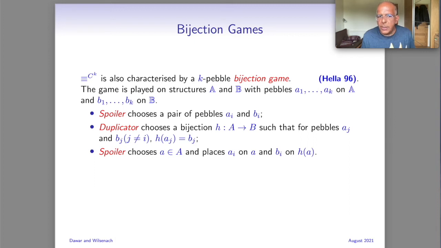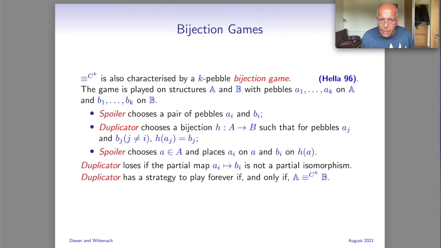Then spoiler chooses now where the new pebbles are going to go. So in effect, duplicator in this bijection is giving a response to every possible placement of any of these pebbles AI and BI, and those responses should form a bijection. And then spoiler chooses the element of A on which AI is going to go, and BI goes on its image under the bijection. If the partial map between the pebble positions is not a partial isomorphism as before, then spoiler wins.